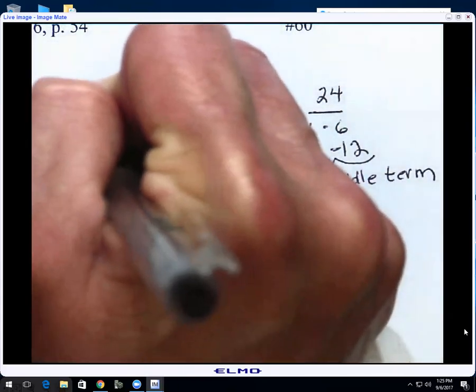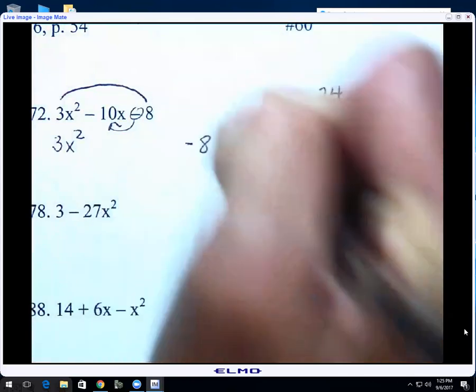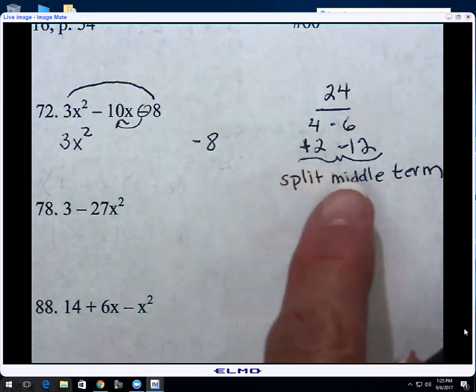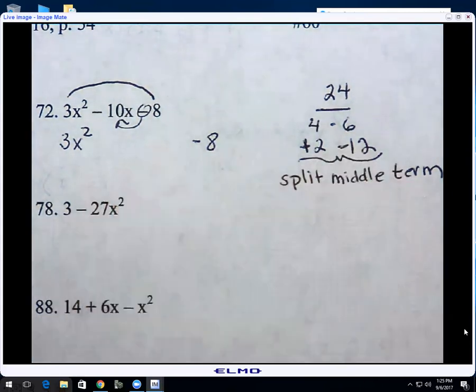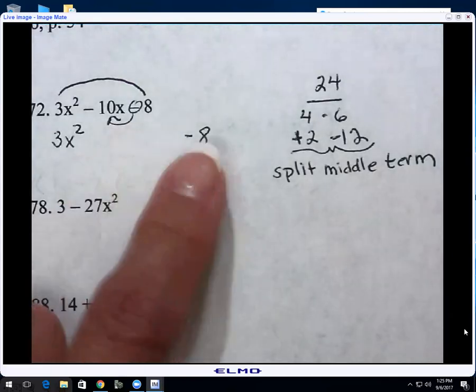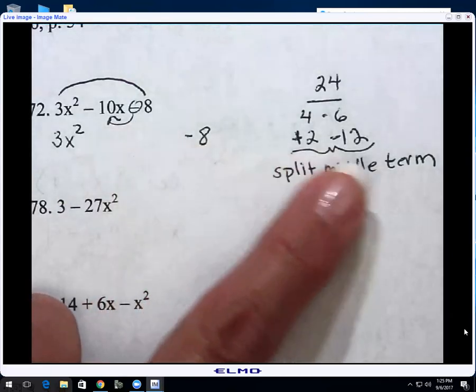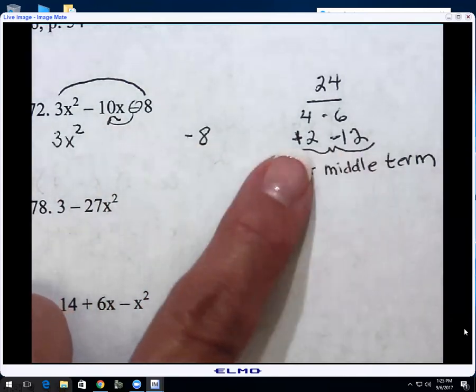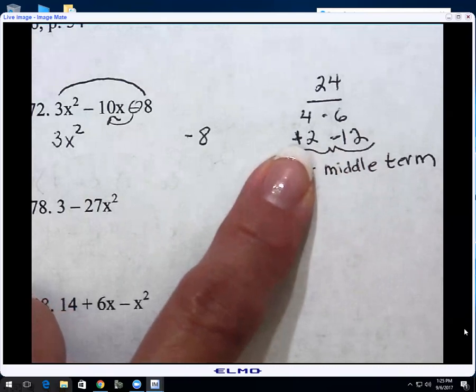I'm just going to bring that 3x squared and that minus 8 down. But I'm going to use that 2 and that negative 12 to split the middle term. There are 2 ways that I could write this. I could either say negative 10x is positive 2x minus 12x, or I could say negative 12x plus 2x. Either way would give me negative 10. Either way I could handle this.